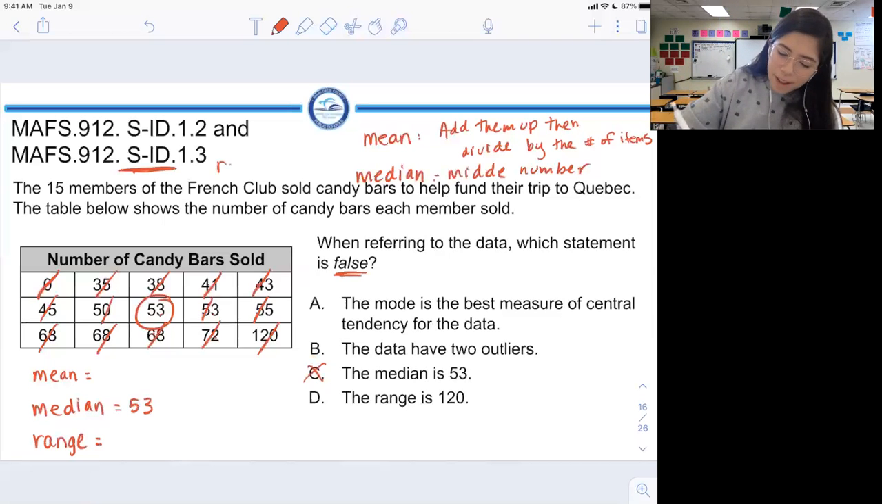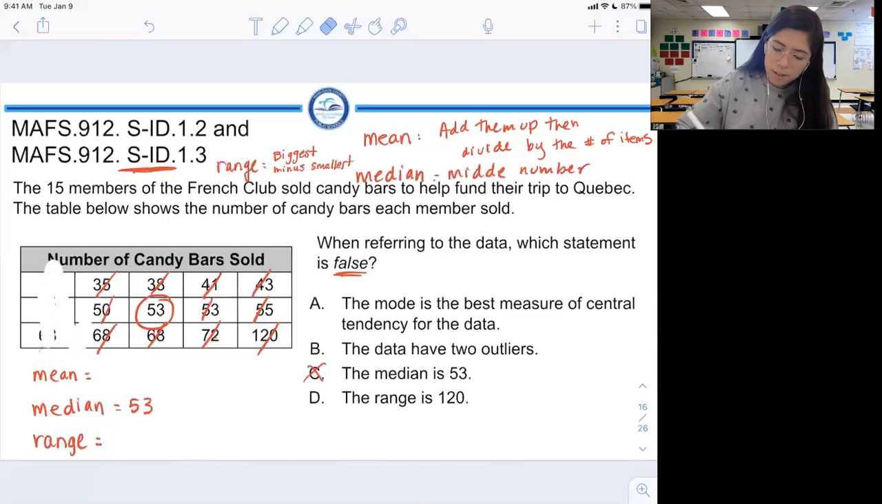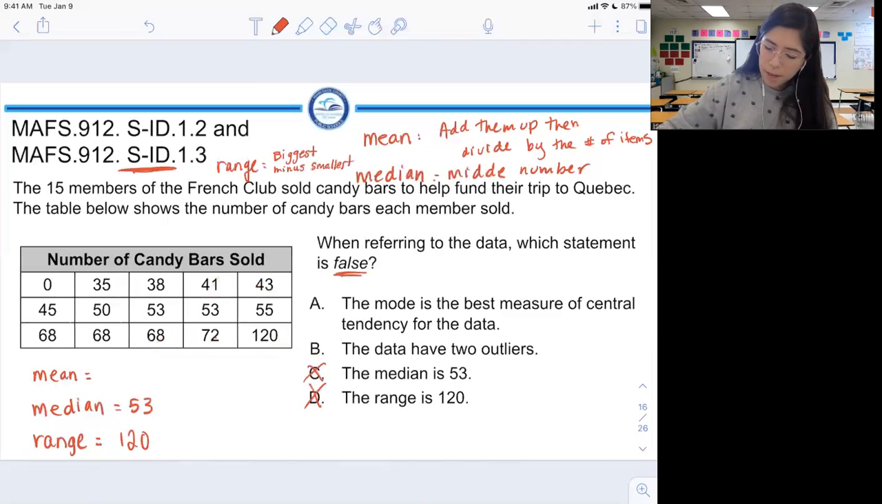Okay, how do I find or calculate the range? Don't you subtract the biggest number by the smallest number? Yep. Biggest minus smallest. So here that would be 120 minus 0, which is 120.